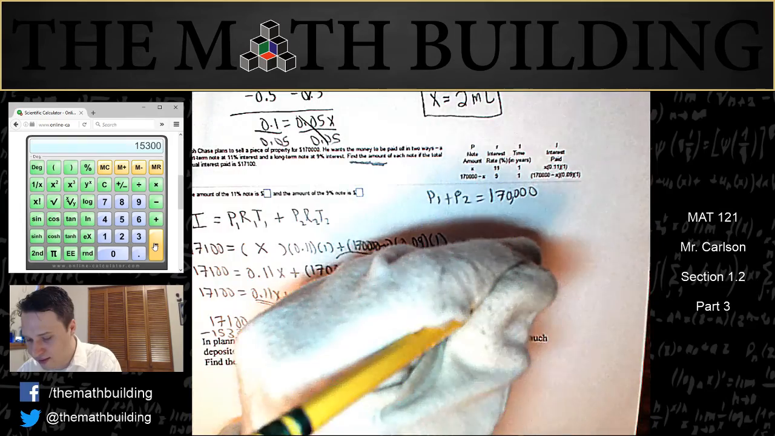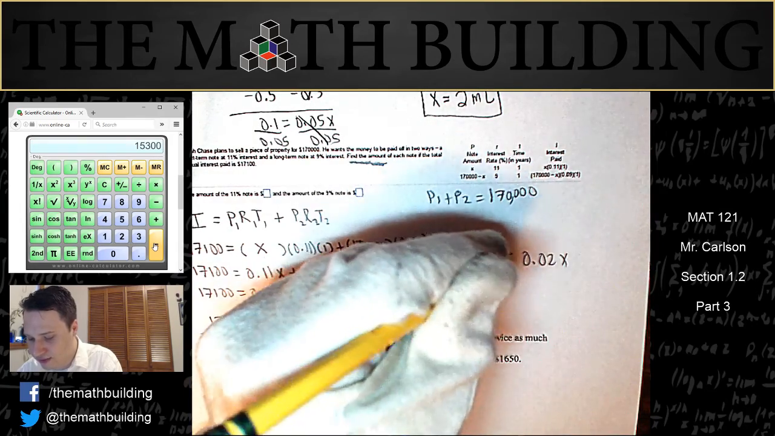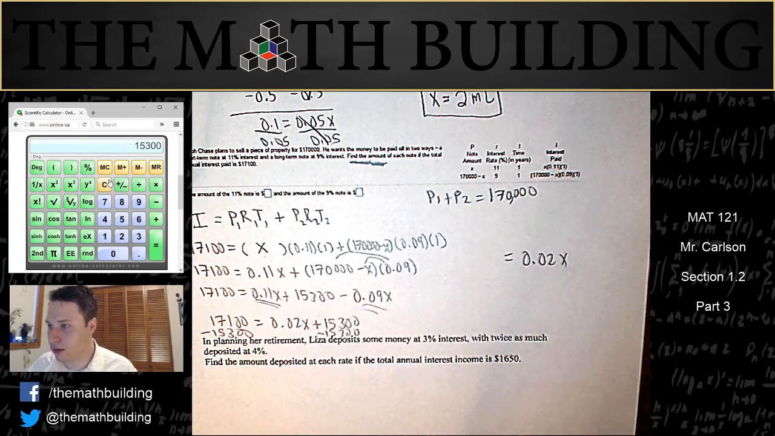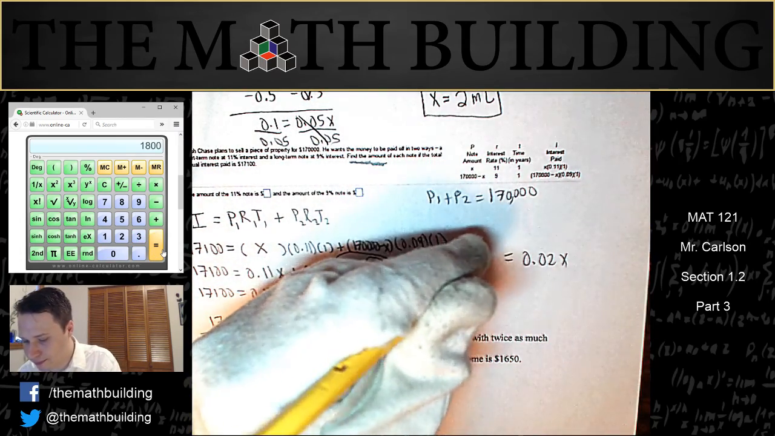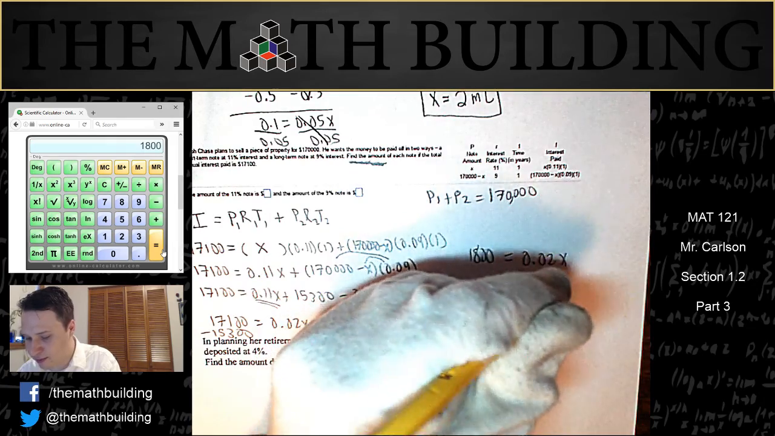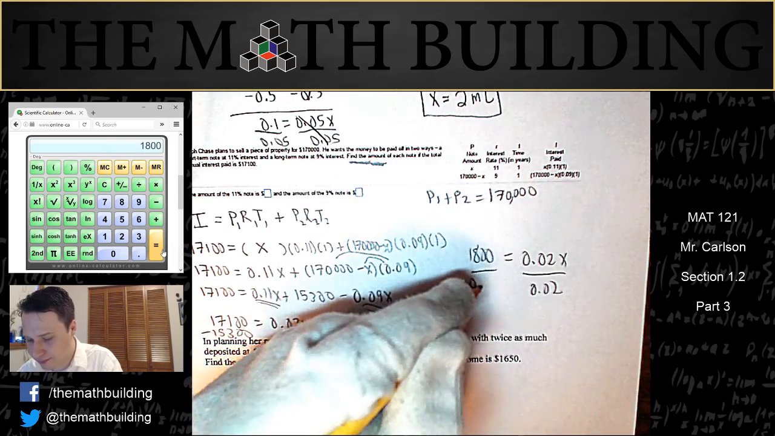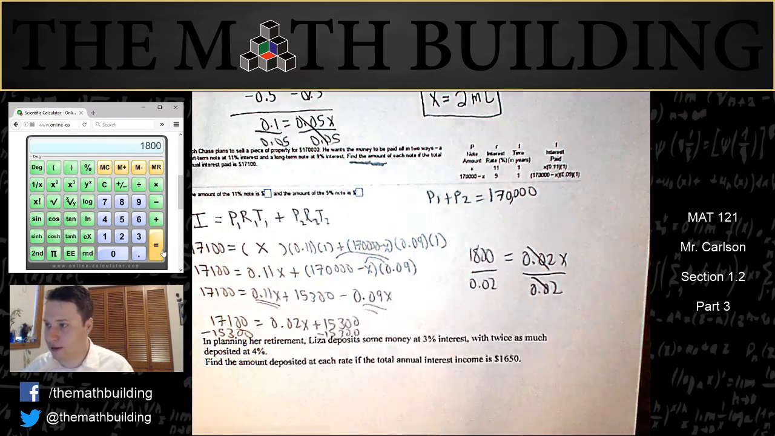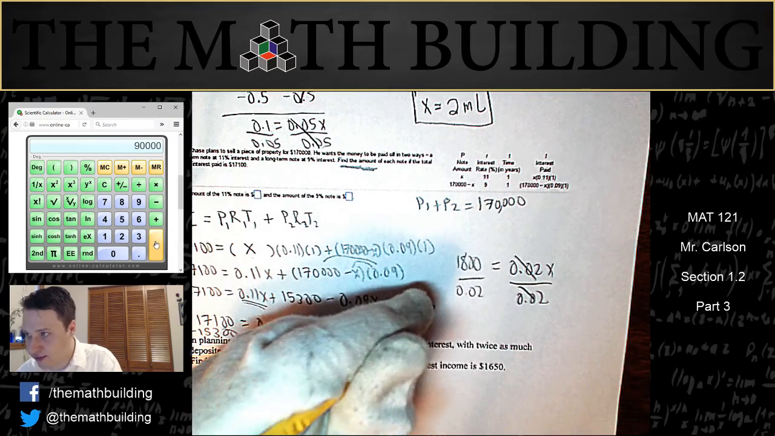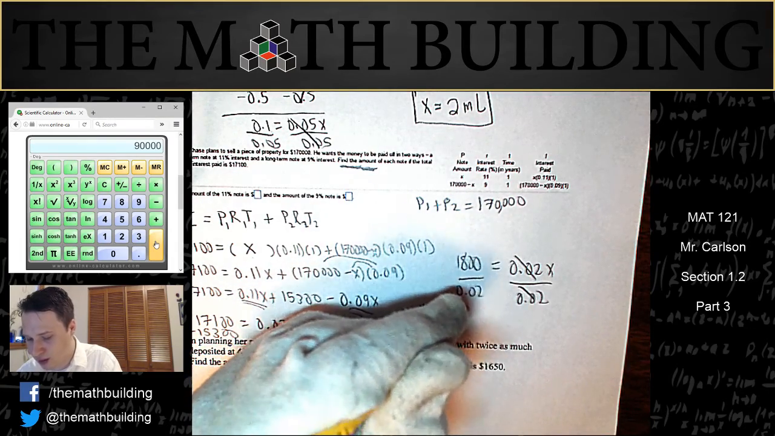So that's going to be on the right side. I have 0.02x is equal to 17,100 minus 15,300, which is equal to 1,800, and then divide both sides by 0.02. So divide by 0.02 will give us that he invested $90,000 in one of them.